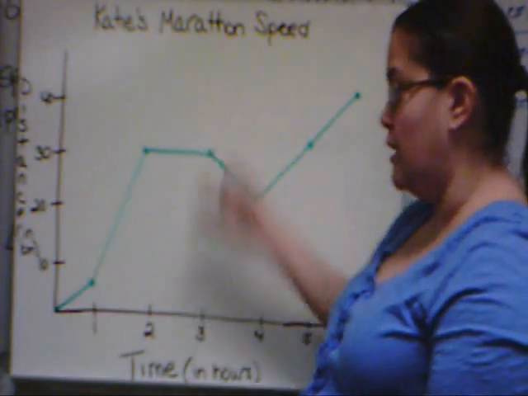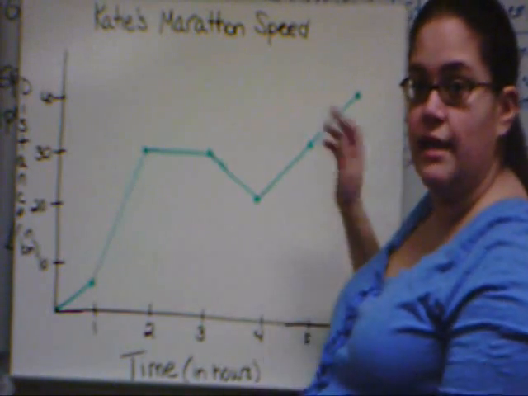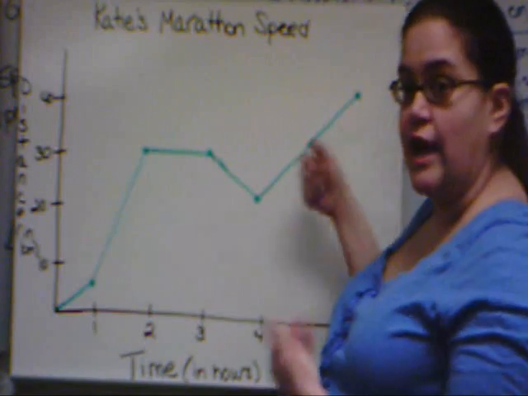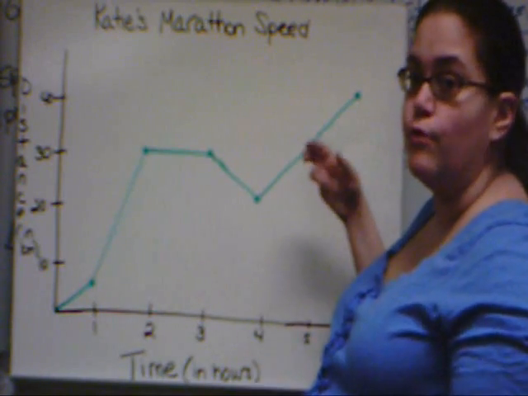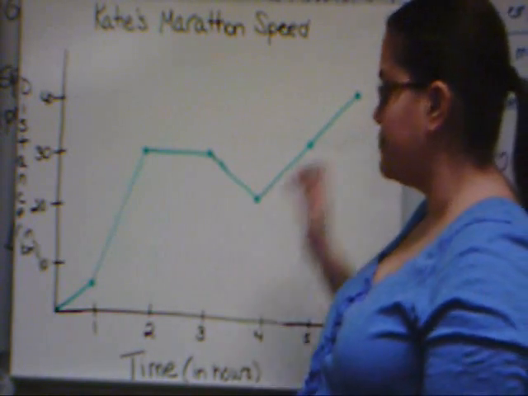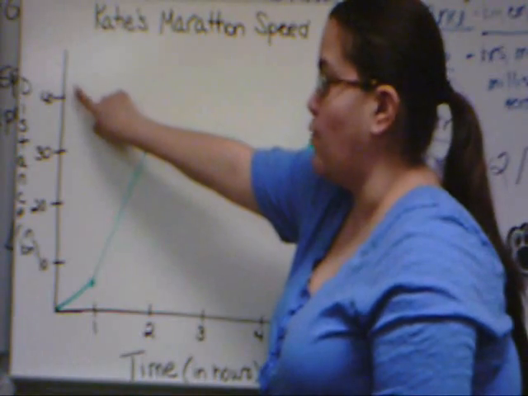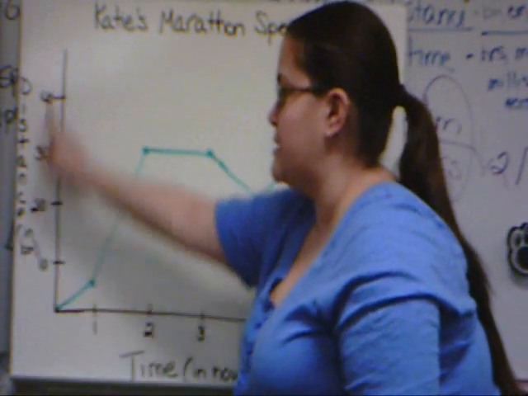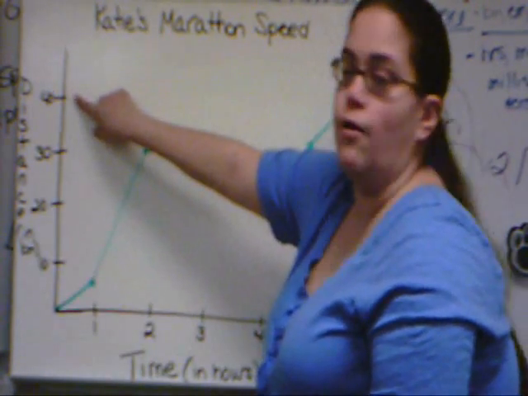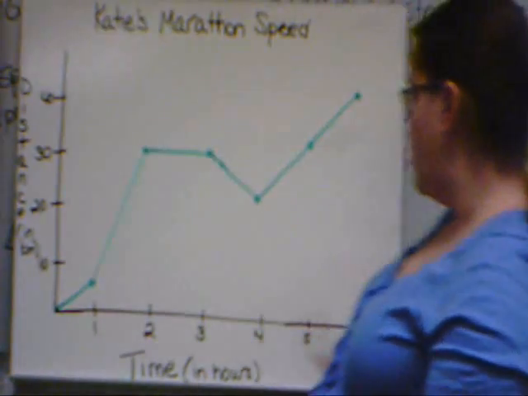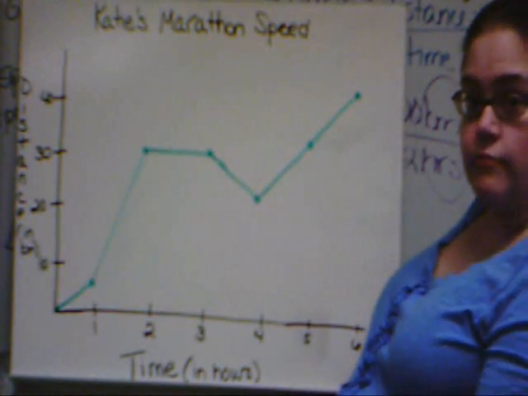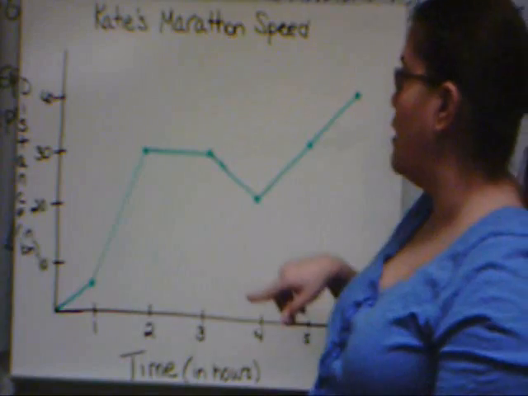We're going to look at how her speed changed and how she moved during her marathon. A marathon is about 40 kilometers. So remember, here it says my distance is in kilometers. The total distance she's going to cover is 40 kilometers, and it took her 6 hours to do that. It was a long race.